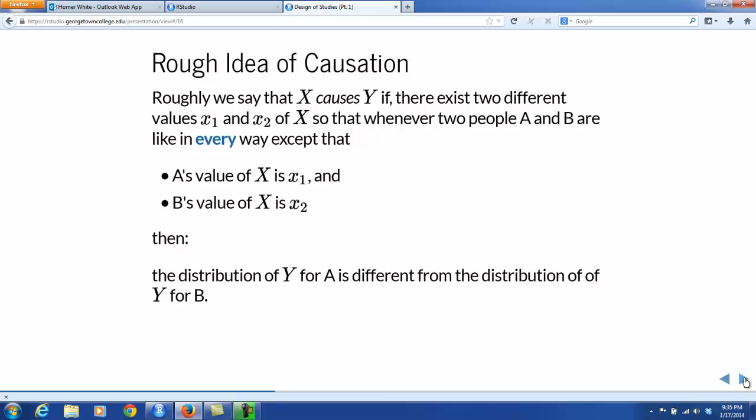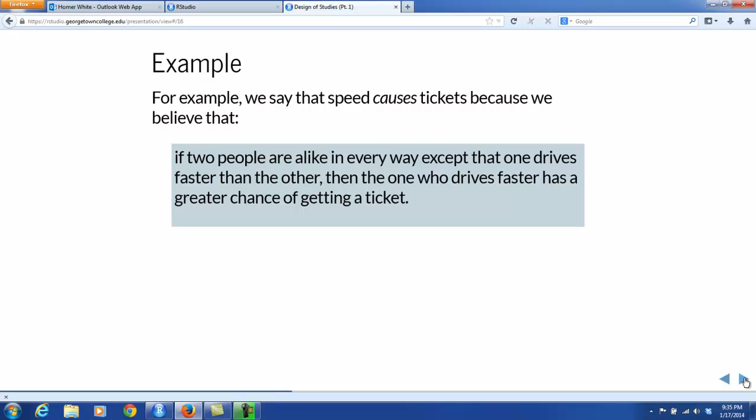So roughly, we say that x causes y if there exist two different values, say x1 and x2, of the explanatory variable x, which are such that whenever two people A and B are alike in every way, except that A's value of x is x1 and B's value of x is x2, then the distribution of the response variable y for A is different from the distribution of the response variable y for B. That's a mouthful, so let's pull an example out of it.